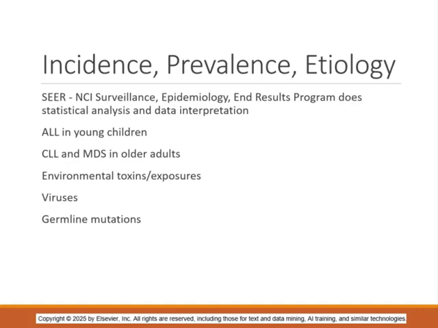What kind of lab results we see. So in generalities, acute lymphocytic leukemia, ALL, is usually seen in young children. CLL, chronic lymphocytic leukemia, and MDS, myelodysplastic syndromes, are usually seen in older adults. We find that most leukemias and lymphomas are due, the majority of the time, to either environmental toxins or exposure to them, some kind of virus, or some kind of mutation in the DNA of the patient.